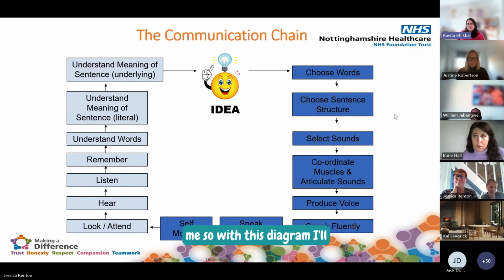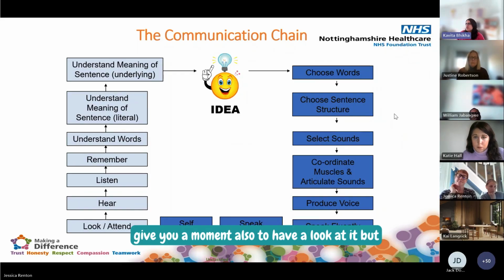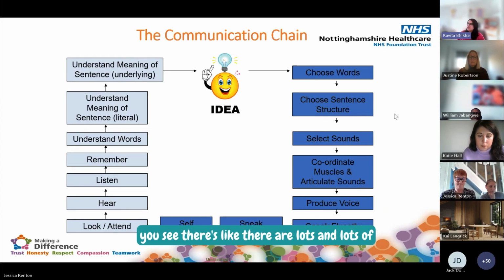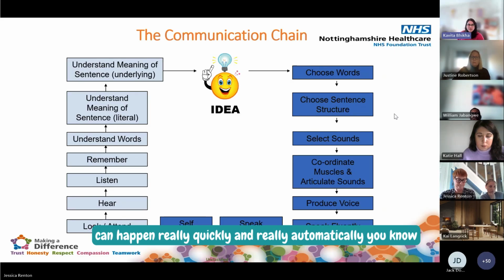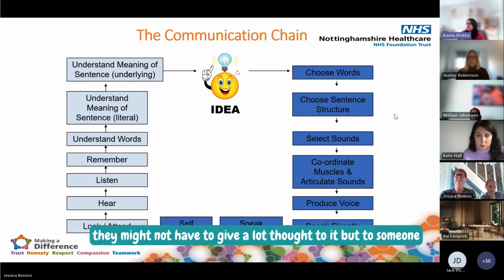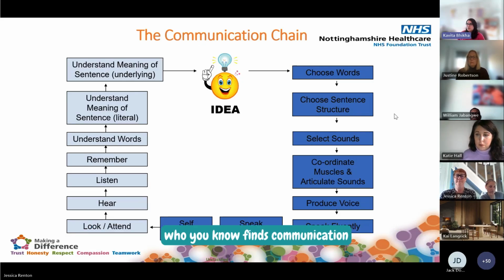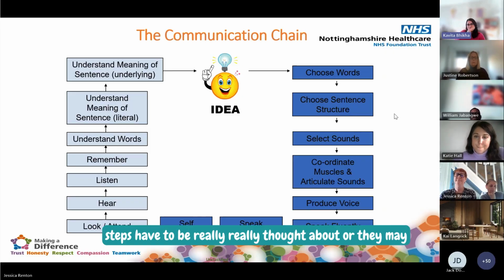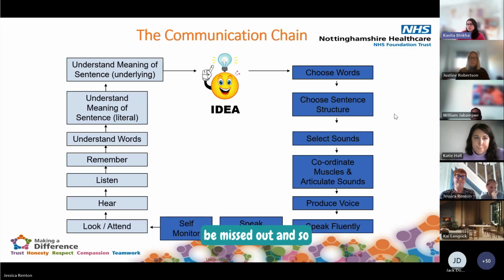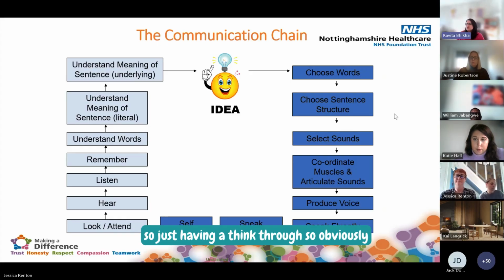So with this diagram, I'll give you a moment also to have a look at it, but it highlights the skills that are needed to communicate effectively. And there, as you can see, there are lots and lots of steps that need to happen. For some people, this can happen really quickly and really automatically. They might not have to give a lot of thought to it. But to someone who finds communication difficult, obviously, these steps have to be really thought about, or they may be missed out. So not everyone finds it as easy. So just having a think through.